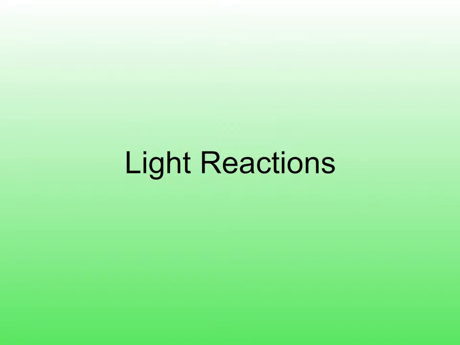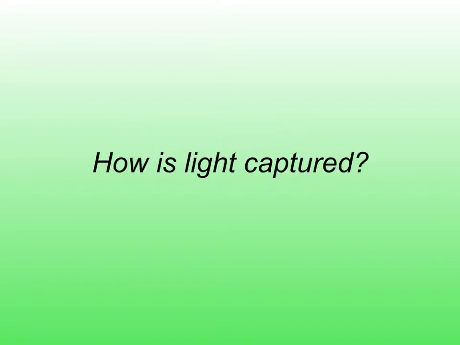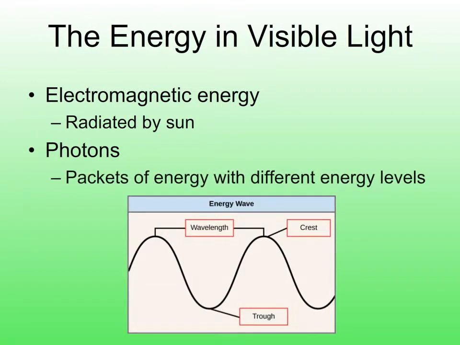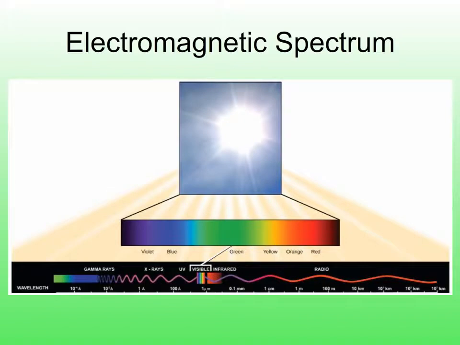Okay, now time for the details. Let's start with the light reactions. First, exactly how is the light energy captured? Well, first we have to find out what light energy is. The sun radiates electromagnetic energy. Some of this is in the form of photons, which are small particles of energy with different wavelengths or energy levels. This diagram shows the spectrum of electromagnetic energy levels.